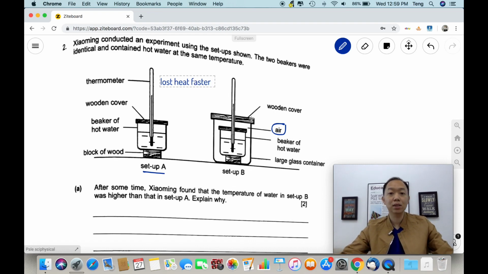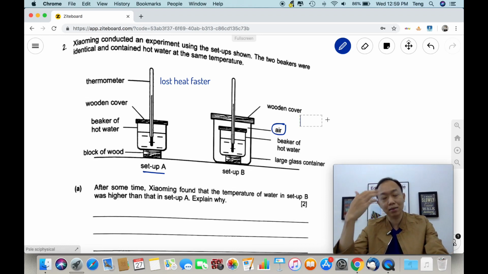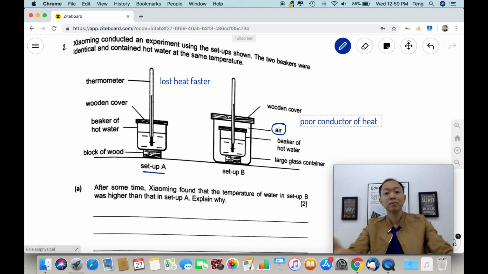But why did it lose heat faster? Okay, this is the air. So I will note down. These are like mental notes. You don't really have to write down. But I just want to write it down to show you what I'm thinking about. So the air is a poor conductor of heat. Okay, so here you got a poor conductor of heat. Here you don't have this poor conductor of heat, so it loses heat faster, and therefore the temperature of water in B was higher. Okay, so what is the start?